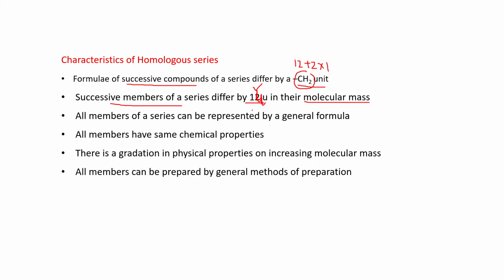Successive members of the series differ by 14 in their molecular mass, and all members of a series can be represented by a general formula, which we have already discussed. All members have the same chemical properties, because chemical properties are decided by the functional group, and all members have the same functional group. There is a gradation in physical properties on increasing molecular mass. In physical properties like melting point and boiling point, if the number of carbon atoms increases, then the melting point and boiling point will also increase. And all members can be prepared by general methods of preparation. So, these are some characteristics of a homologous series.